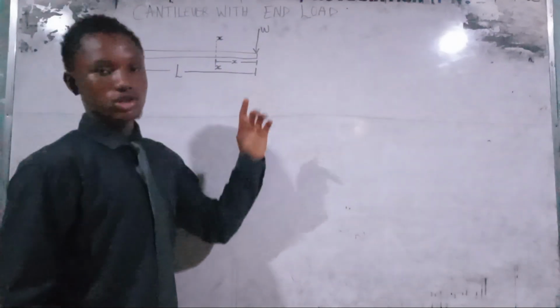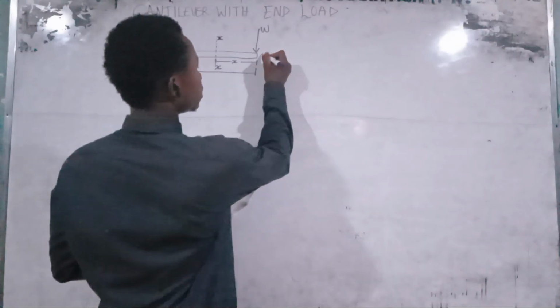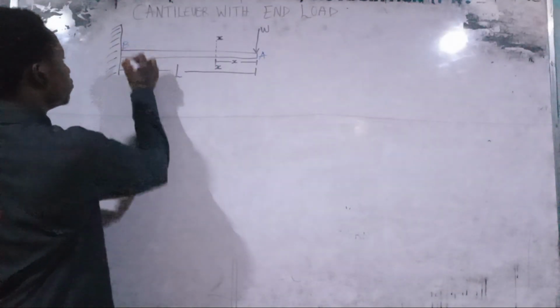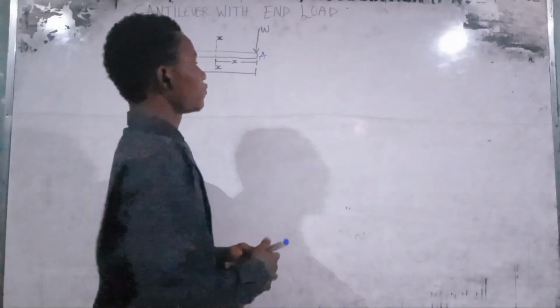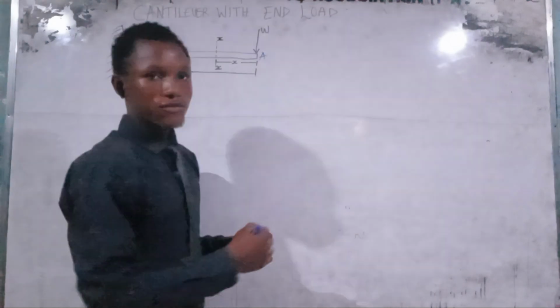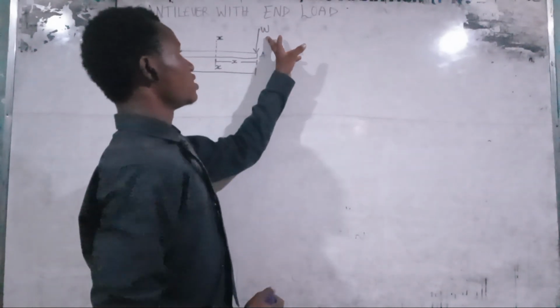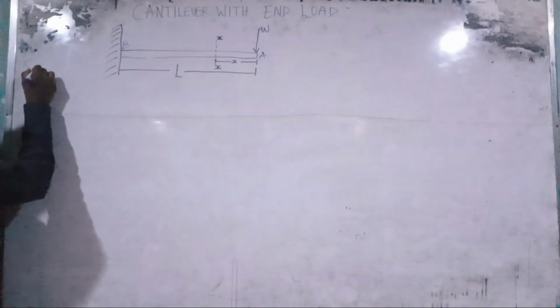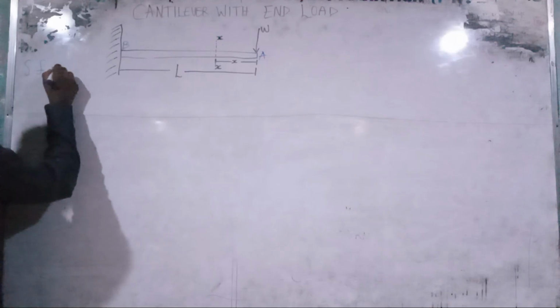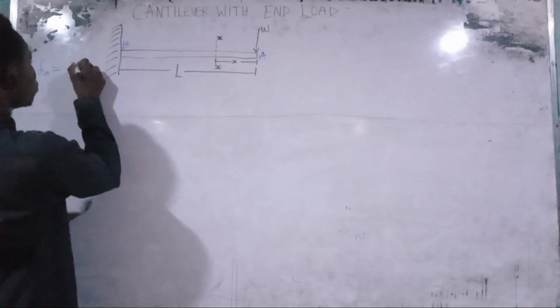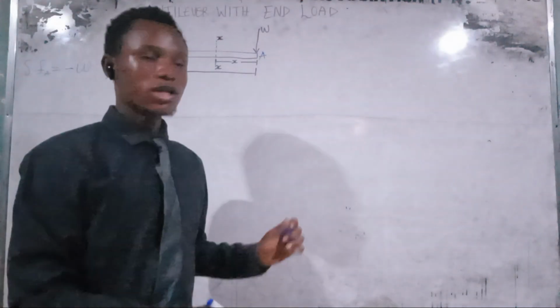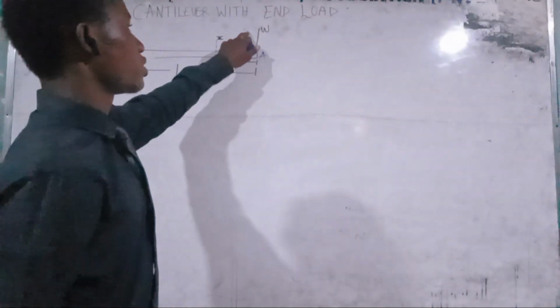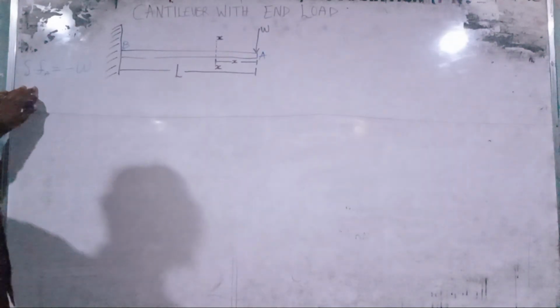If we are to find the shearing force at this point, let's say this is point A and this is our point B. If we are to find the shearing force at point A, the shearing force at point A will be the negative of this load that we have here. So we have our shearing force at A equals minus W, that is minus the load that we have here.